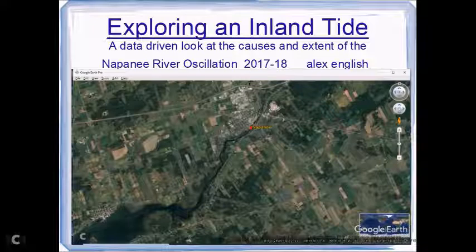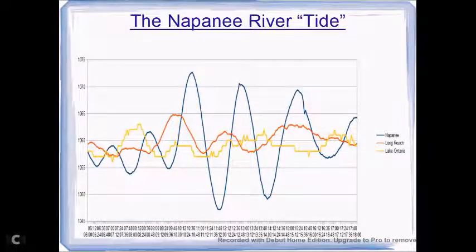I wanted a more complete explanation, but there was very little information available. In 2017, I placed some pressure data recorders in the Napanee River and the Bay of Quinte. The blue and red lines in this graph show pressure, which is a proxy for water depth, on the vertical axis, against time on the horizontal axis. The yellow line is from government data for levels at Kingston.